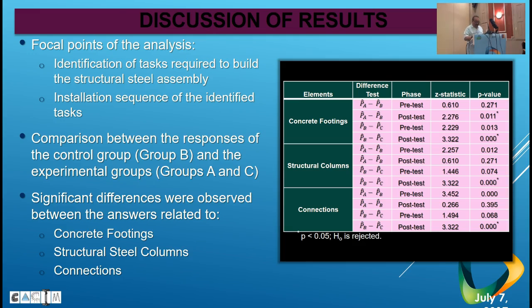The null hypothesis postulates that there is no significant difference between the sample proportions, and the alternate hypothesis was that there was a significant difference, and we tested to a p of less than 0.005. So we found significant differences between the answers related to the concrete footings, the structural steel columns, and the connections.